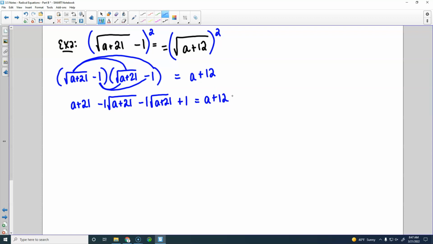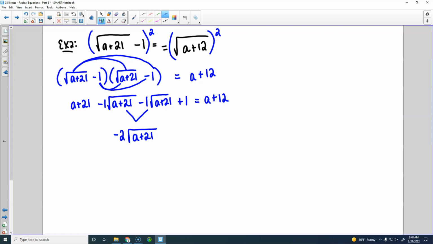To me, that's the hardest part. That's where students are usually going to mess up. They don't square that out correctly. They either don't try to square it out at all, or they make errors whenever they're doing that. So once you get here, these two right here can be combined and should always be able to be combined. So if I've got negative 1 and negative 1, that gives me negative 2 square root of a plus 21.